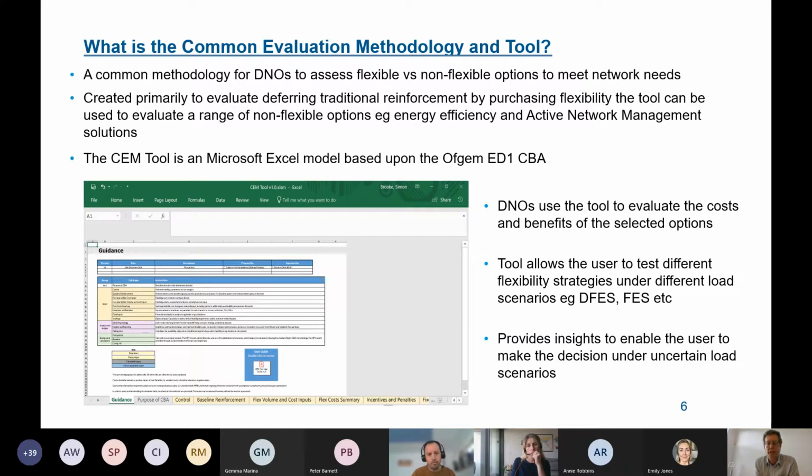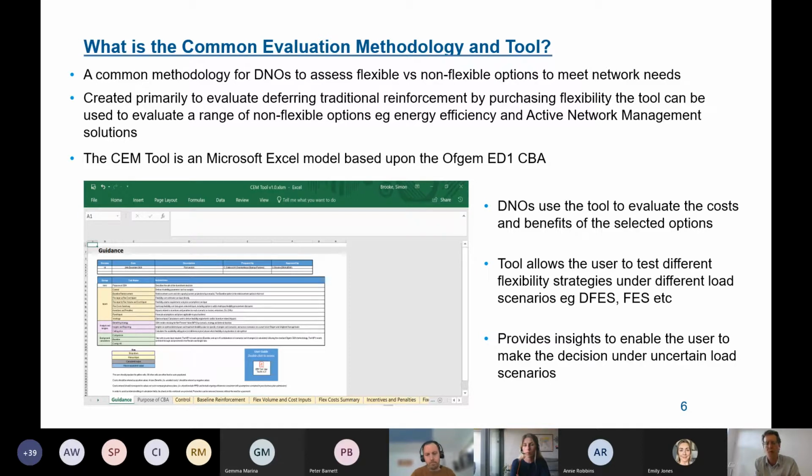But one really important aspect is the tool is only really to be used by the DNOs, because it only looks at the costs and benefits from a DNO perspective when it's looking at all the various options. And that's a really important point. I suspect we'll come back to this point, maybe when Chris is going through his session, maybe some questions around it.